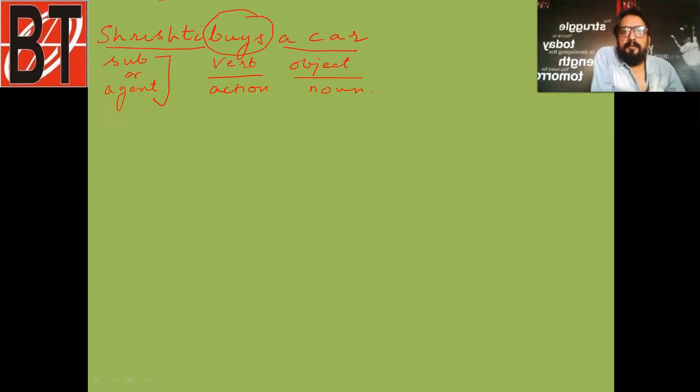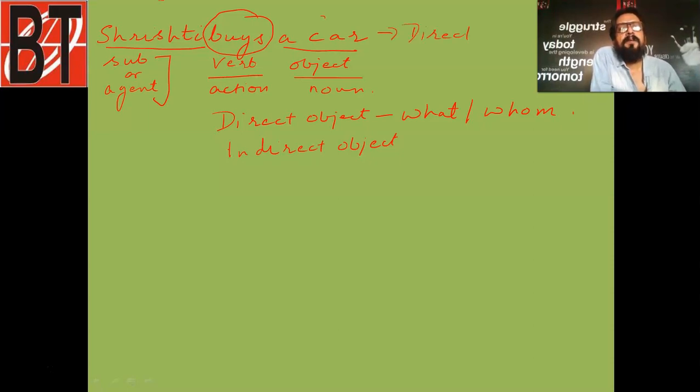So, there are two types of object noun: direct object and indirect object. Now, this direct object always answers what or who. So what does Srishti buy? The answer is a car. So this car is the direct object.